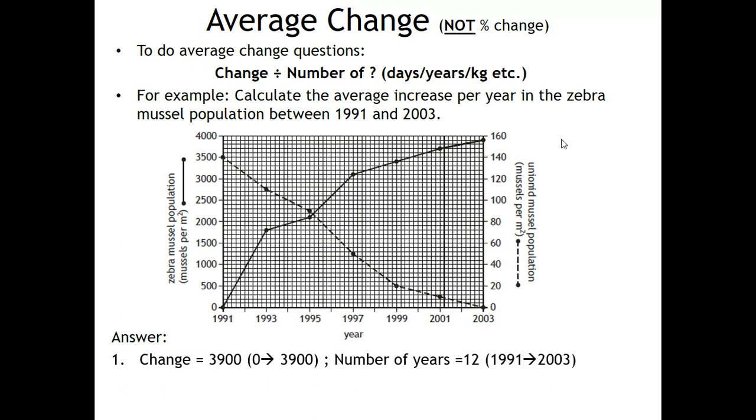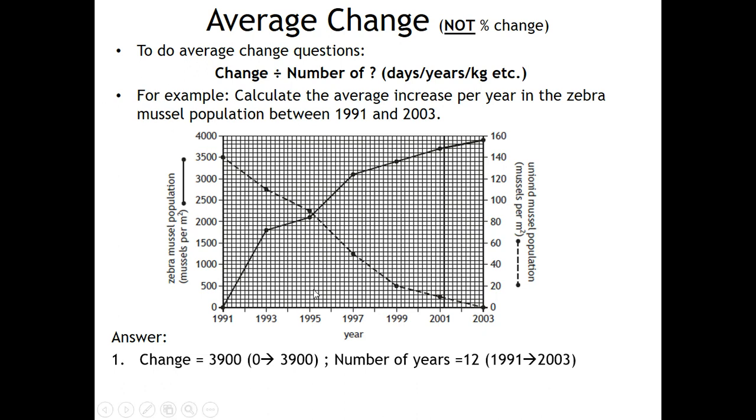The next question is, what is the change? The complication with this question is that there are 2 lines. We're interested in the zebra mussel, and you can see from the key here, that's the solid line. The other clue is that it was an increase, so it's the one that's increasing we're interested in. It goes from 0 up to this point here, which could easily be mistakenly read from this axis. Remember, we must read the solid line off the zebra mussel side. So we take this number here and go right back across to here, and we can see that number right there is 3,900.